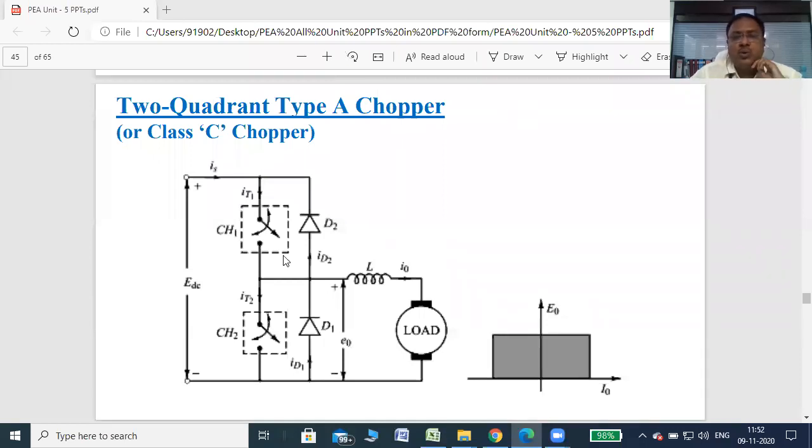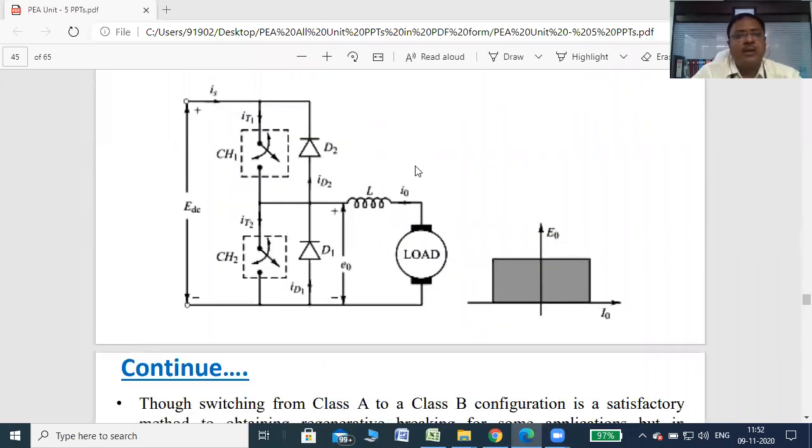Okay. So, in the last lecture, we already started the two quadrant type chopper. It is also called a class C chopper. In this chopper, you can see two switches, chopper 1 and chopper 2. These are the power devices, each called a chopper, and two diodes D1 and D2 are shown here. An inductive load, that is a DC motor, is connected as the load. The operation lies in the first and second quadrant. It means the output voltage is always positive, but the current may be either positive or negative.